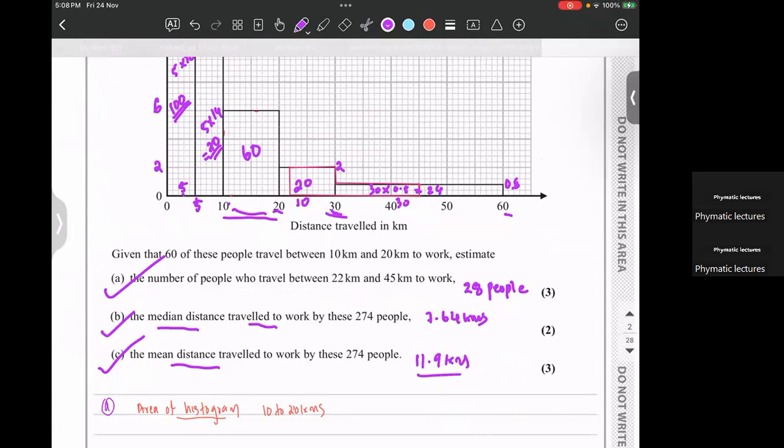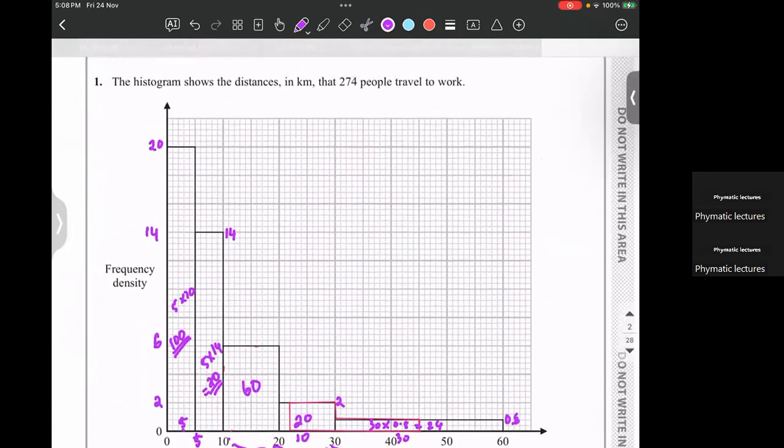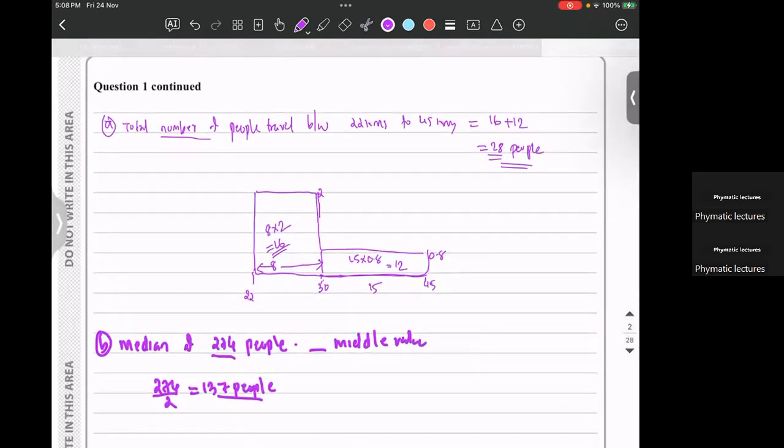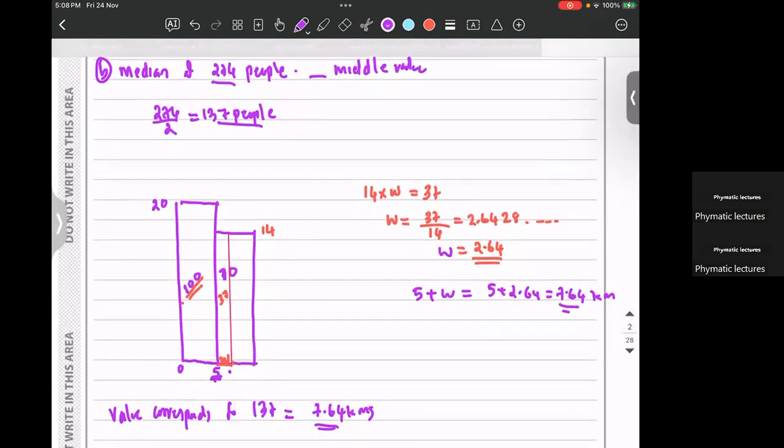So that is the idea behind this particular question. Hope you got it. It's a very simple question. You can score 100% from this topic, histogram. Okay, so that is the idea behind this first question.